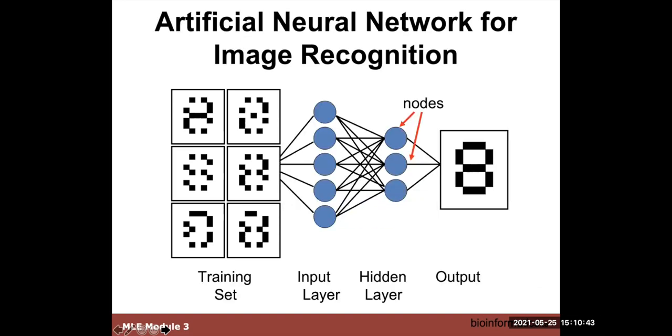If we were to do that in an artificial neural network, we would have our training set. And this is the input and output part of the concept. And then we would have an input layer, a hidden layer, and an output. So we have essentially a two-layer network. What this neural network is supposed to be able to do is take these corrupted images and spit out the corrected number 8.